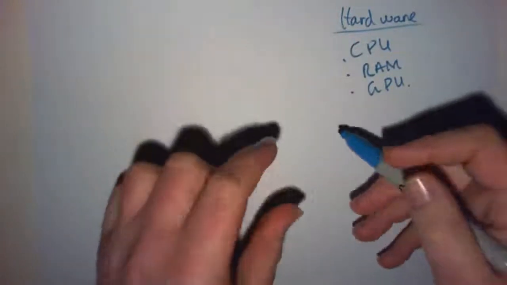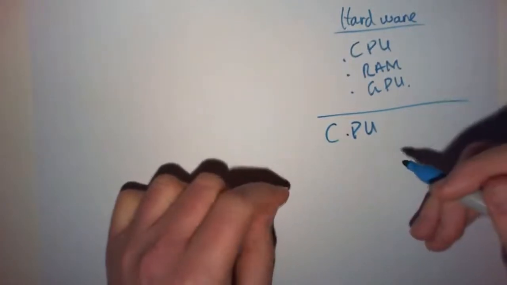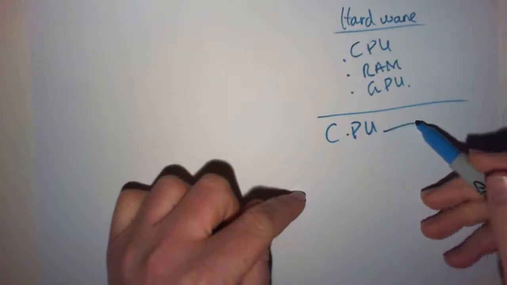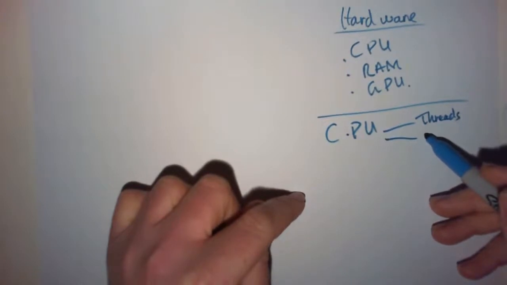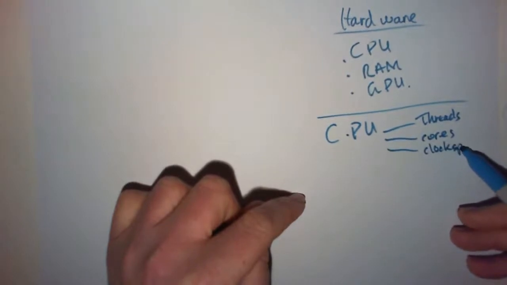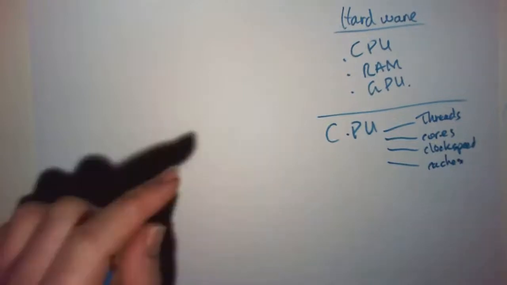Okay, so the CPU. What gets the CPU going depends on a number of things. The threads, the cores, the clock speed, and the caches. Okay, so we'll have a look at these in turn and see if we can tease out what's going on with each of them.